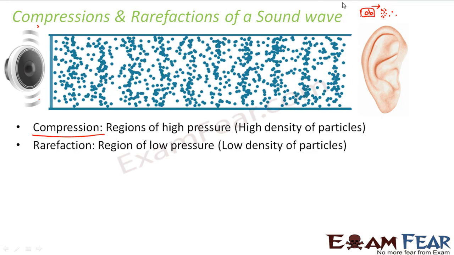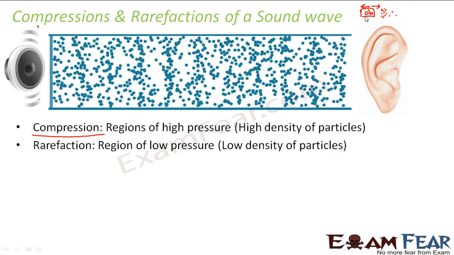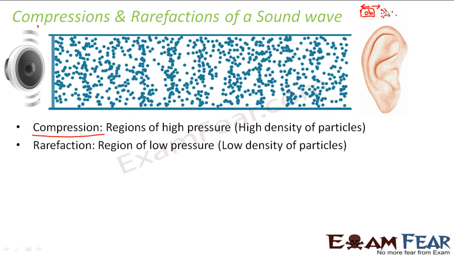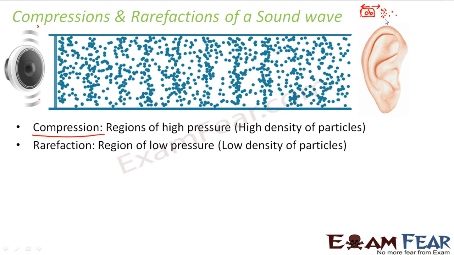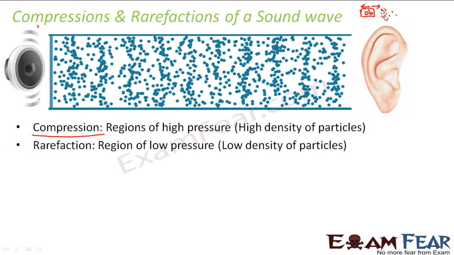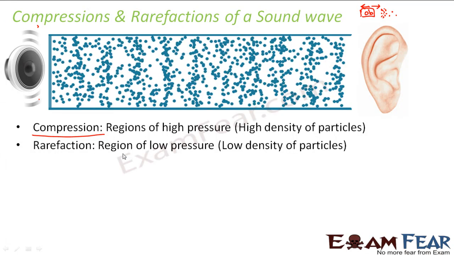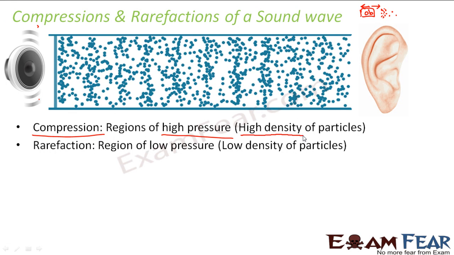Again, when this object comes backwards, what happens? These particles are wide away from each other. They are not compressed now. So when this object moves forward, the neighboring region becomes a region of high pressure, or we can say that the density of the particles is high.